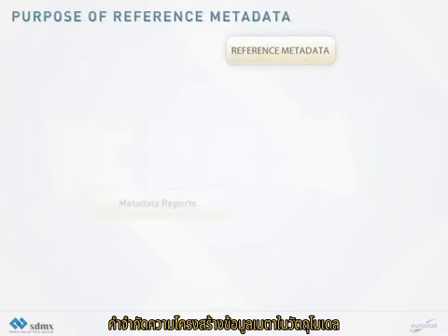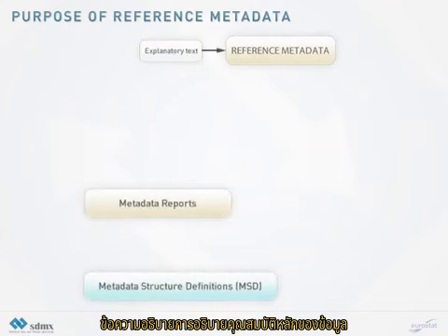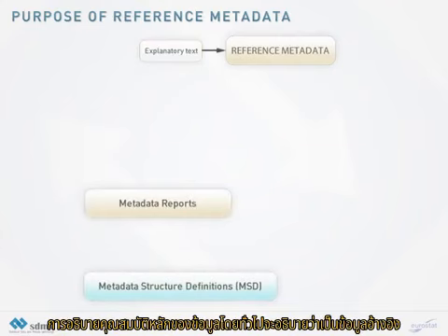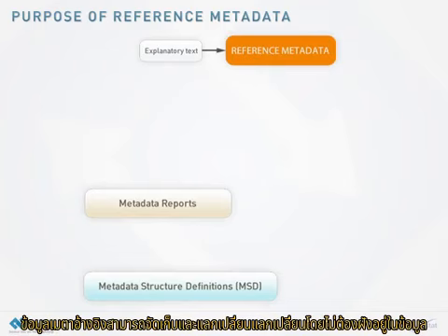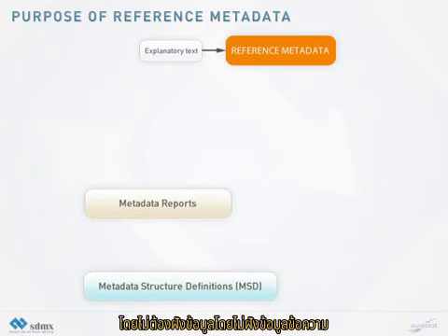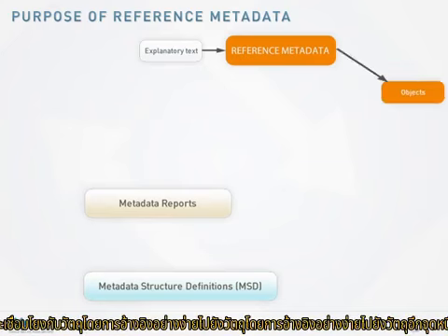In the SDMX model, objects can have explanatory texts explaining the main features of data. This is typically described as reference metadata. Reference metadata can be stored and exchanged without being embedded in the data message. In other words, those metadata are normally linked to the object by a simple reference to the object.